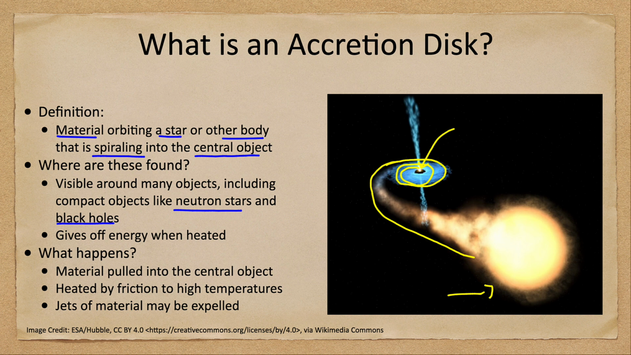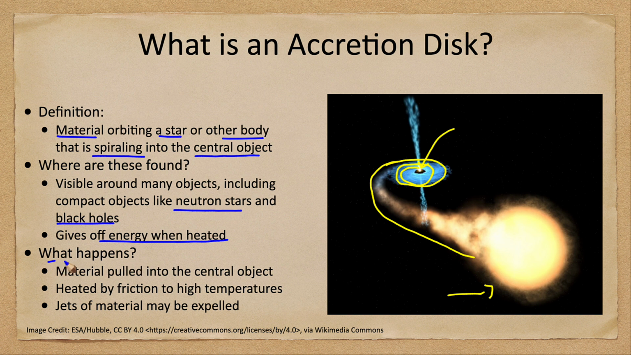So things like a black hole cannot give off energy itself, because once anything crosses the event horizon of a black hole, nothing can escape, and that includes energy. However, as it comes close to there, it can be heated up. So it will heat up and give off energy as the material spirals in.